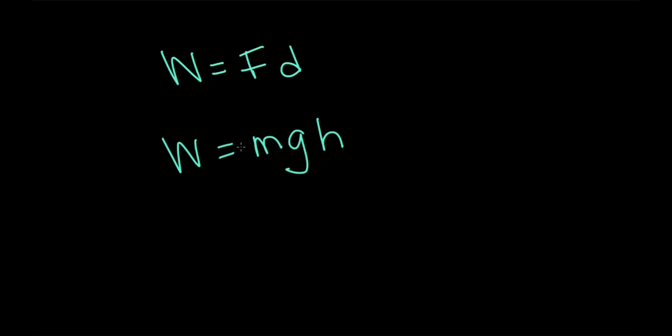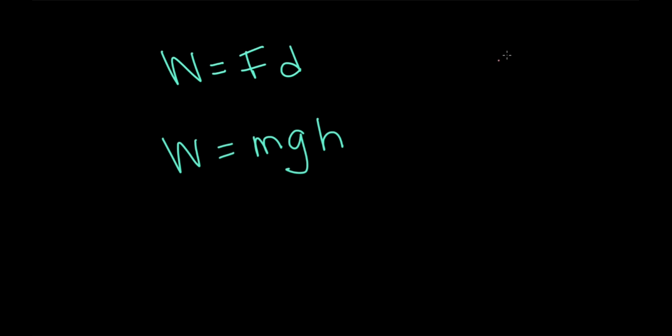So if we go back to our work equation, force times displacement, we said the displacement is the height, and then the force is the mass times the acceleration, so that's going to be m times little g. So we know that this work is equal to mgh.